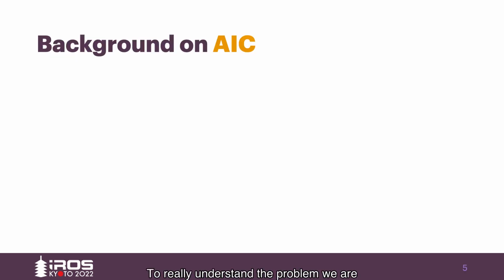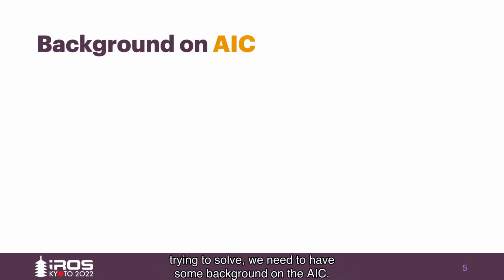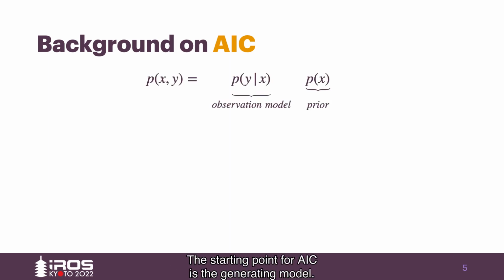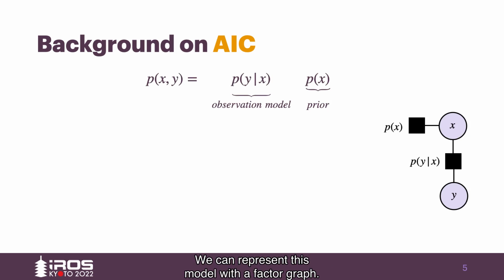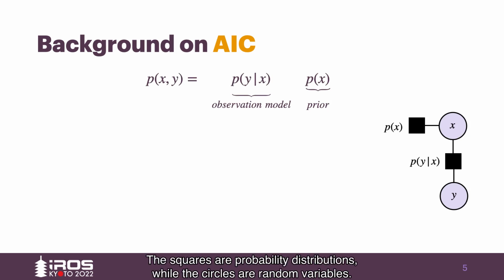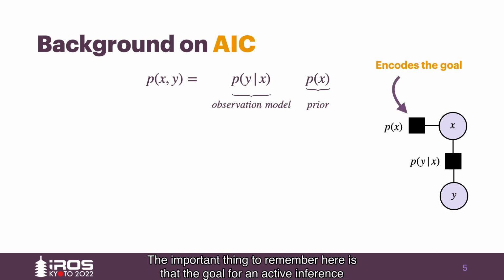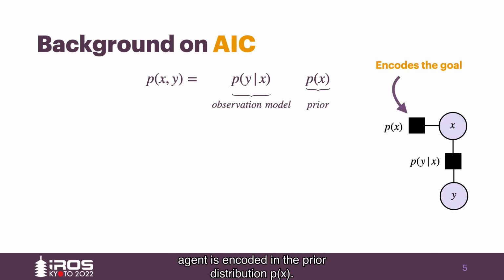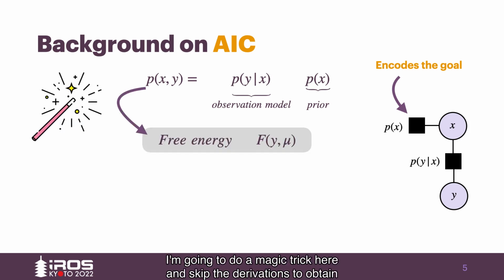To really understand the problem we're trying to solve, we need to have some background on the AIC. The starting point for AIC is the generative model. We can represent this model with a factor graph. The squares are probability distributions, while the circles are random variables. The important thing to remember here is that the goal for an active inference agent is encoded in a prior distribution P of x. I'm going to do a magic trick here and skip the derivations to obtain the free energy, but you can find them in the paper.